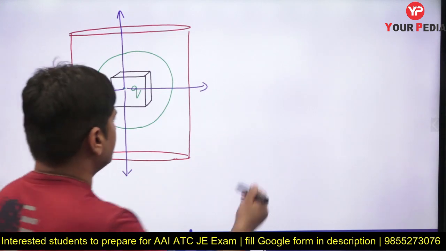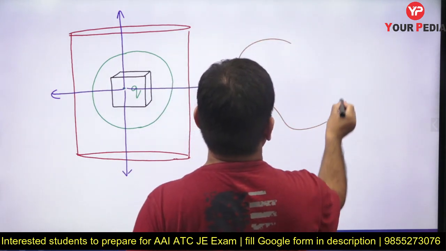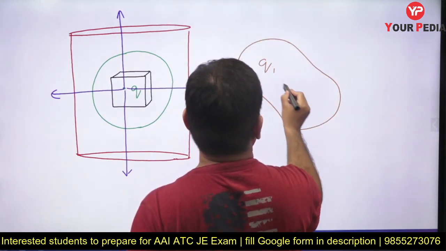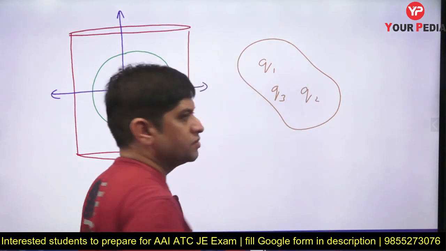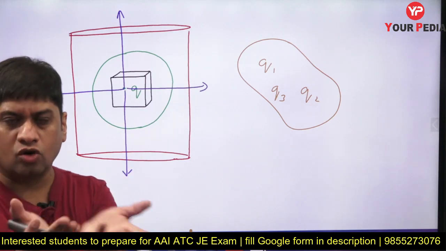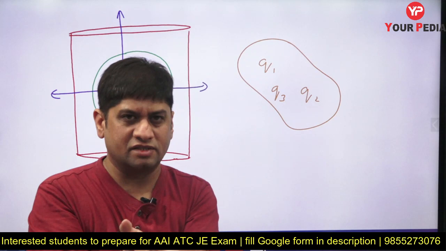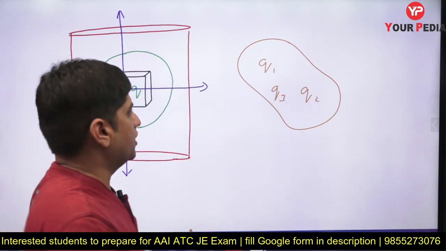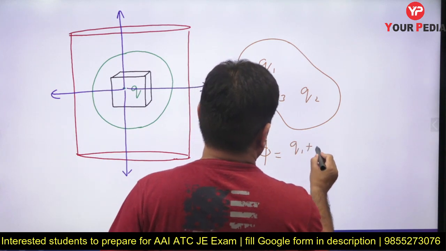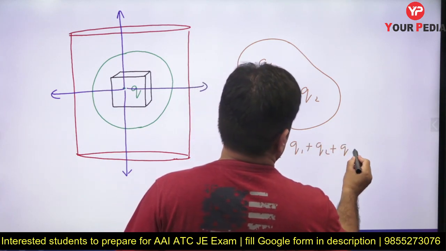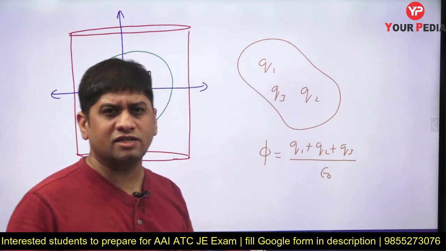Now suppose I give you this kind of body. Now suppose I give you this shape and I keep charge Q1, charge Q2, charge Q3 inside the closed container. This is the 3-dimensional closed space. Can you tell me what will be the total flux? Yes. So total flux will be Q1 plus Q2 plus Q3 divided by epsilon naught. Yes, the total charge you have to add.